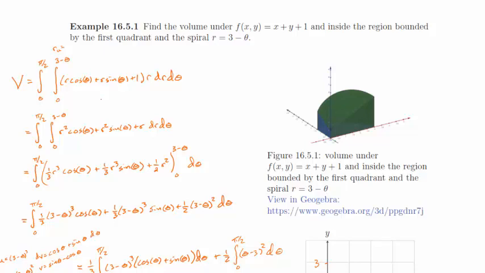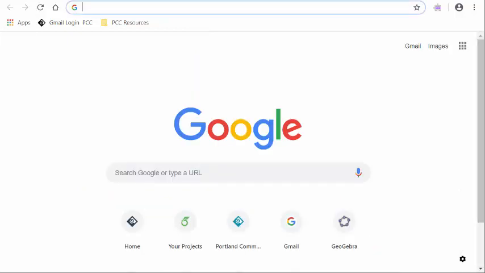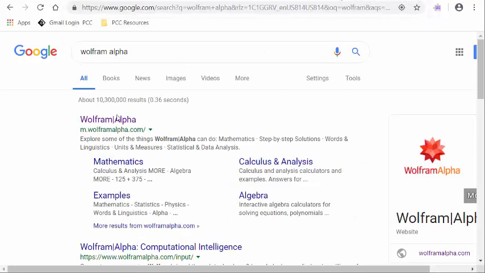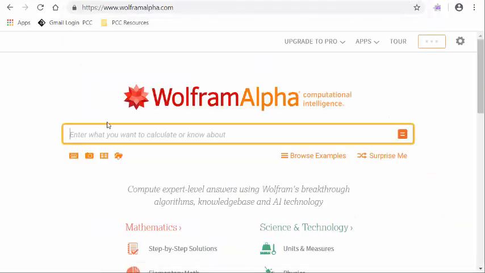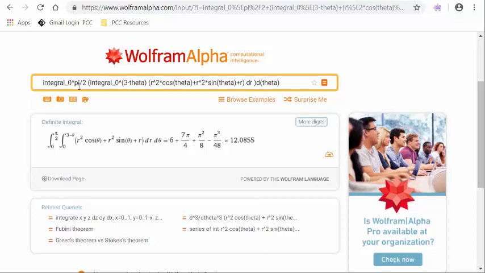I'm super scared right now. Actually, I'm going to let you watch my discovery here. Wolfram Alpha. I go to wolframalpha.com. I'm putting in the double integral. Let's see, how do I plug this? All right, so integral from 0 to π/2 of the integral from 0 to 3 minus theta of r squared cosine of theta plus r squared sine of theta plus r dr d theta, 12.0855.